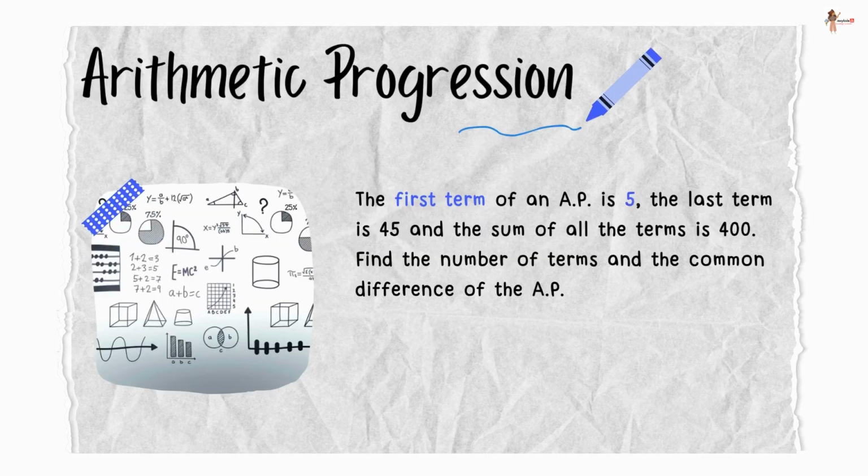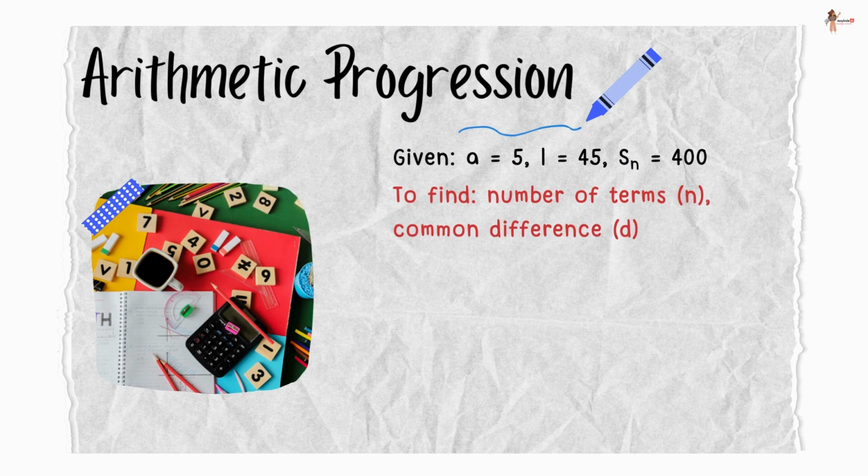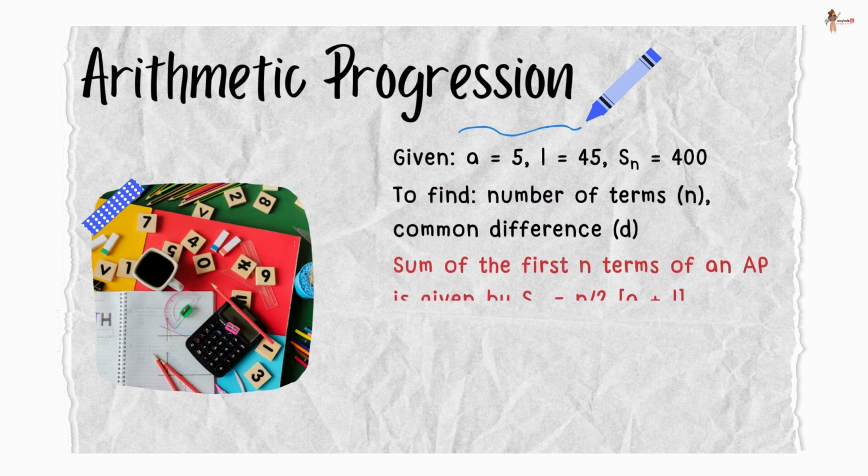The first term of an AP is 5, the last term is 45, and the sum of all the terms is 400. Find the number of terms and the common difference of the AP. So we are given that the first term, that is a, is 5, the last term, that is l, is 45, and the sum of n terms, that is Sn, is equal to 400. Now we have to find the number of terms, which is n, and the common difference d. Sum of first n terms is given by n by 2 times a plus l.